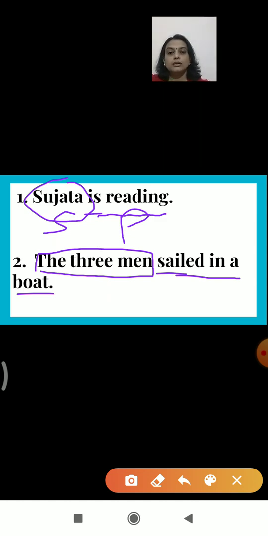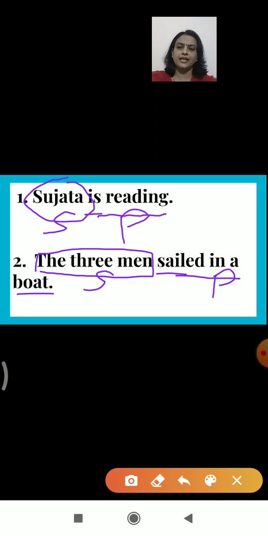Now the words which are circled, that is the three men about whom we are talking, is the subject, and the remaining part, that is sailed in the boat, is the predicate of the sentence. So in this way we can find out the subject and predicate. About whom are we talking? The sentence is talking about something, someone. So that will be the main part, that is the subject.